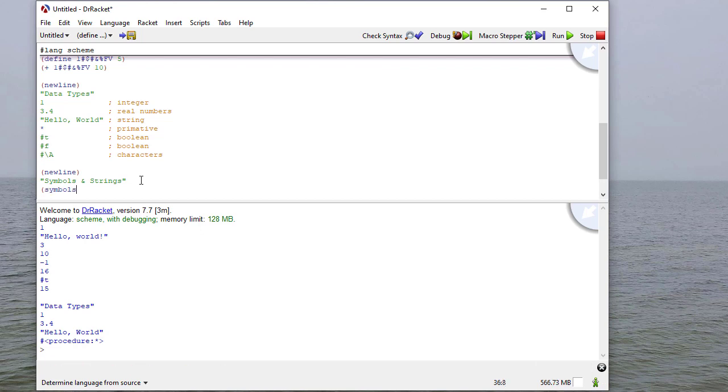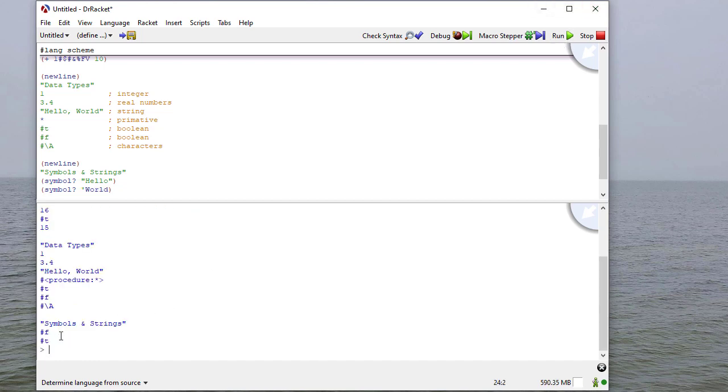So if I ask if hello is a symbol, and then I ask if world is a symbol, when I run this, you see that this is a string. It's not a symbol, but world is a symbol. And you may say, well, they look pretty close. One just starts with a single quote. The other is enclosed in double quotes. There's a few differences, and we'll discuss those as the semester moves on.